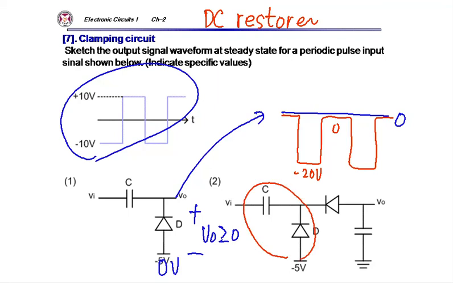So this is a clamping circuit. You can say this is a rectifier. And this will be minus 20 volt DC.